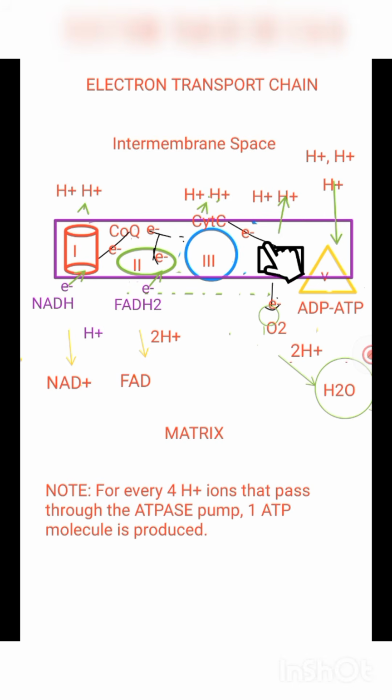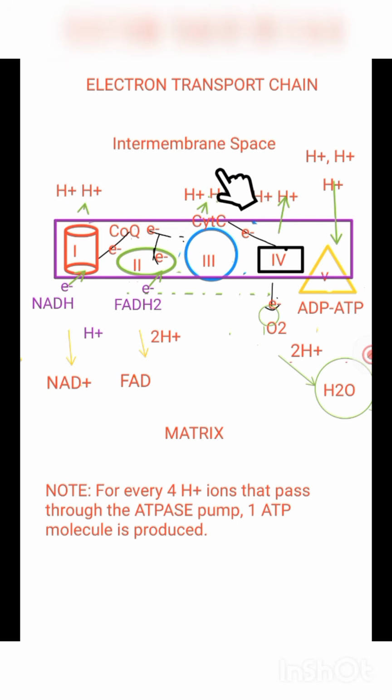Now, the final electron acceptor is O2, or the oxygen molecule. So from complex 1 all the way through up to complex 4, the final recipient of electrons is O2, which uses the electrons to combine with hydrogen ions and produce water. So this is how the water is produced. So as oxygen accepts the electrons, it forces a reaction between O2 and hydrogen ions to produce water.